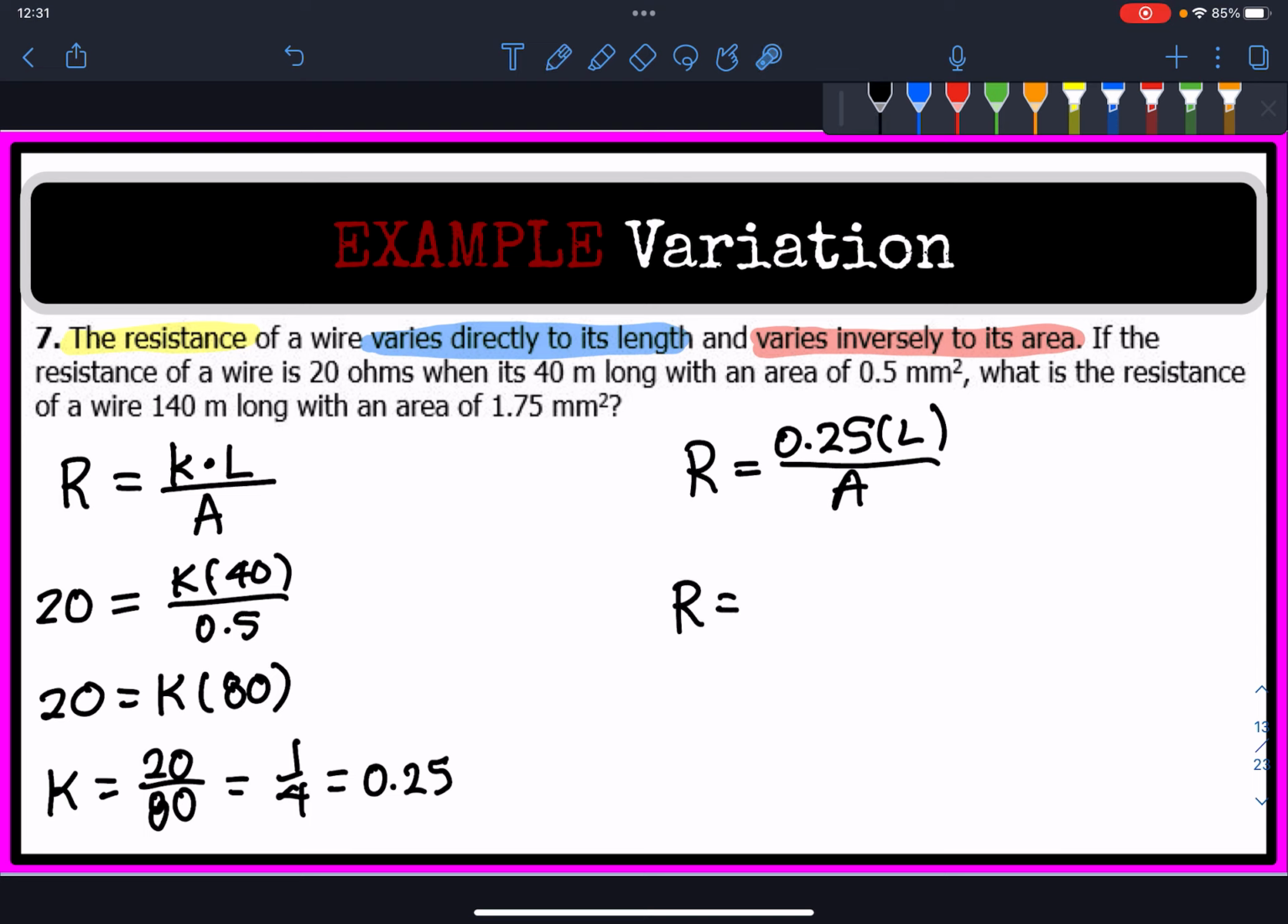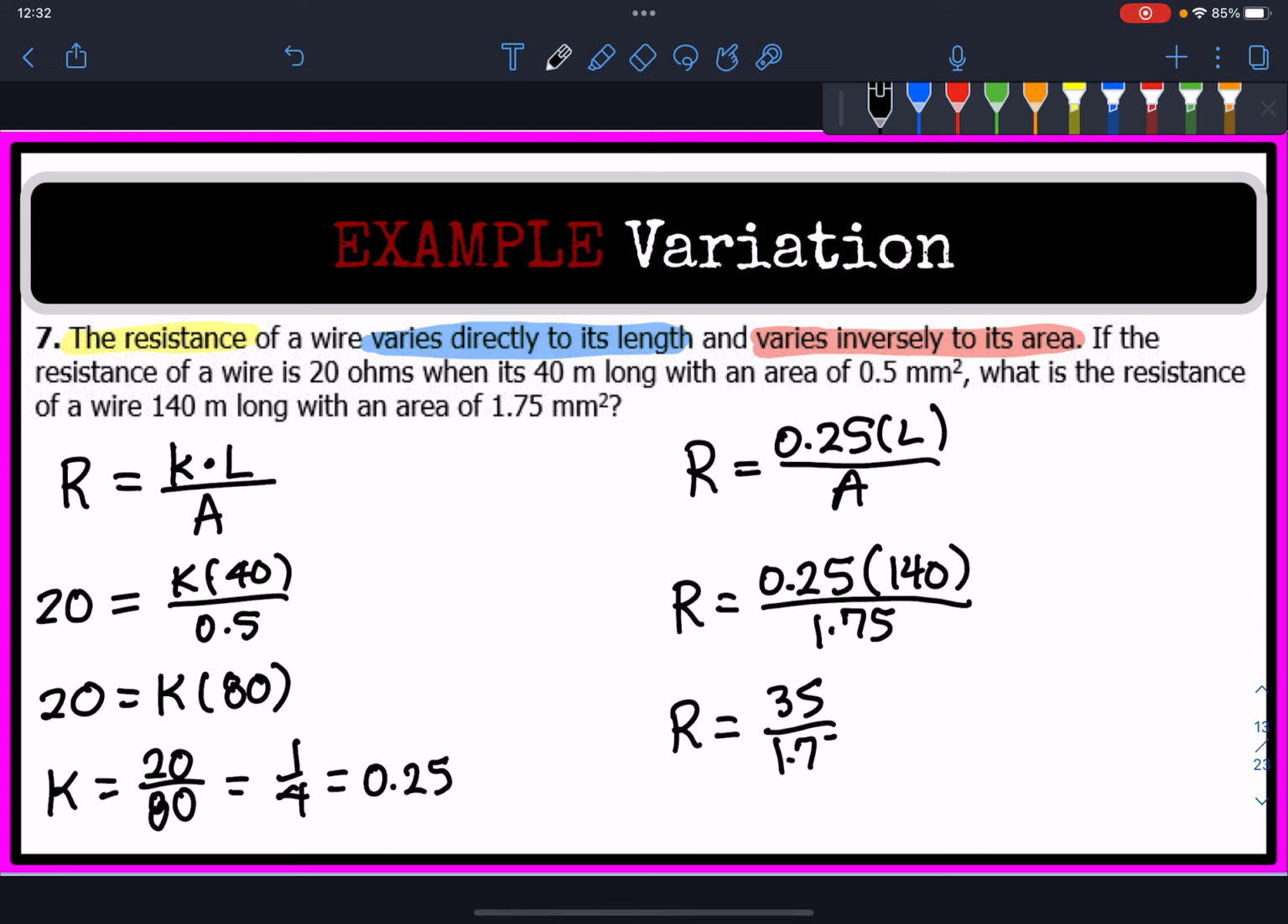So now to the last part of the second sentence. What is the resistance? So we're looking for R when the wire is 140 meters long and the area is 1.75. So 0.25 times 140, that's equal to 35. And dividing that by 1.75 is going to, again, coincidentally enough, equal 20.